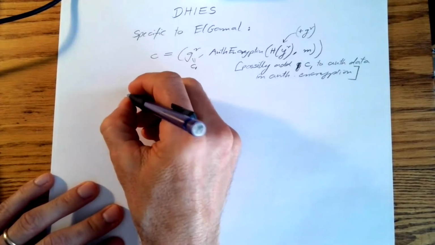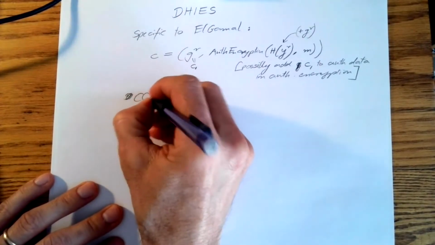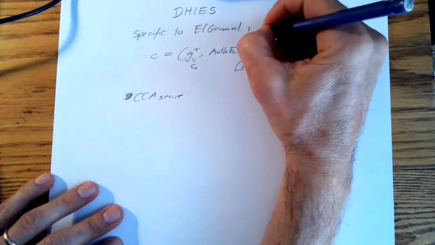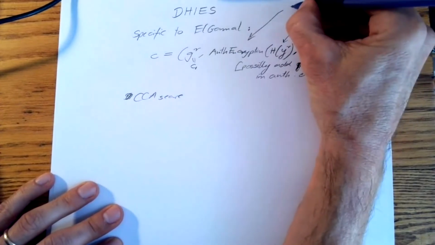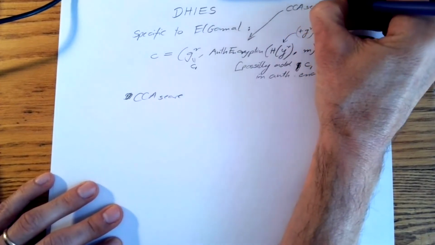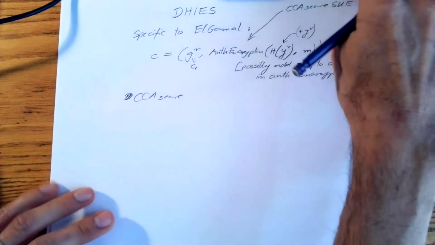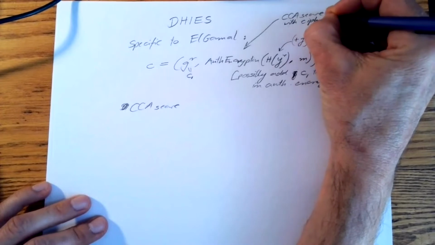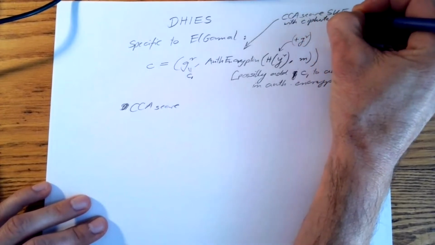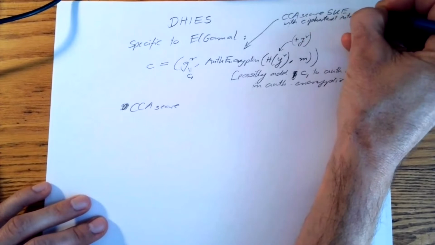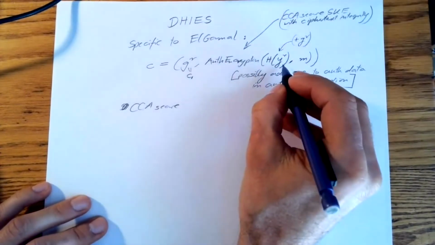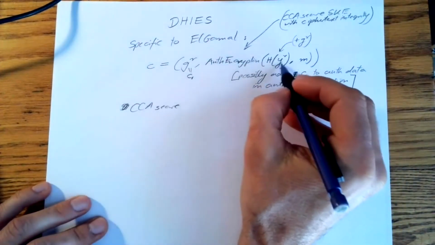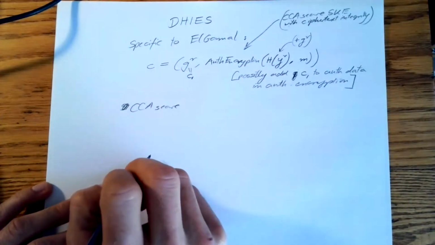This is CCA secure, and so this authenticated encryption, if you remember, is the CCA secure symmetric key encryption, but it also has to have ciphertext integrity. So given this ciphertext, you cannot create any new one that encrypts anything valid under this key.